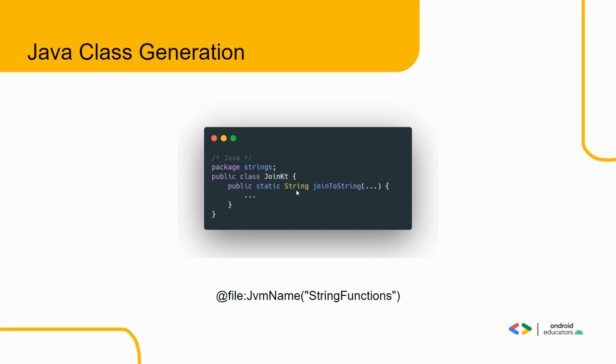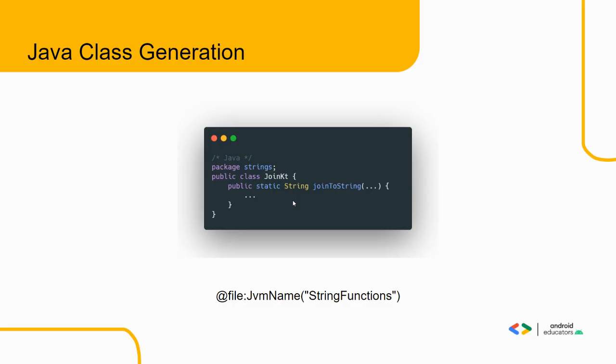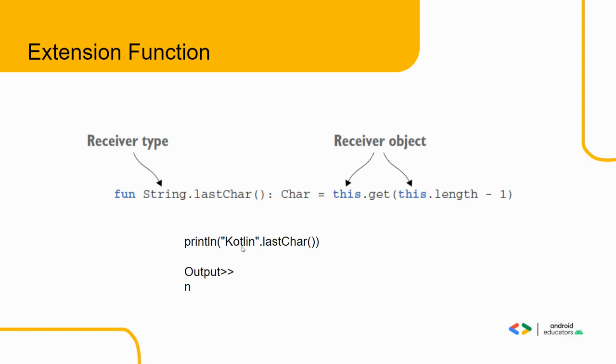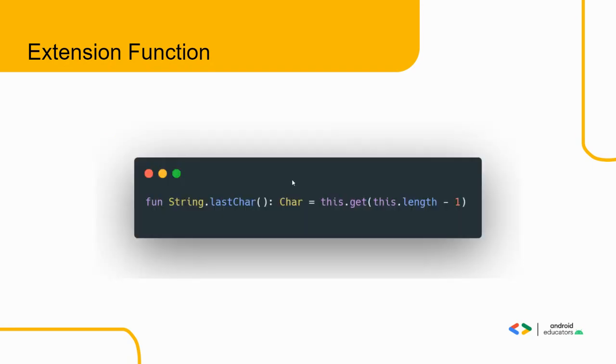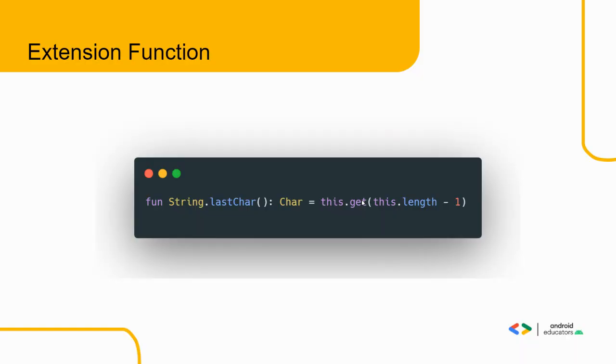The return type, whatever return type you have provided here, you have provided a character as the return type, the same character would be there. You have the name, whatever method you have, lastChar. The only difference is that you get this string object here. So this Kotlin receiver will be provided in that parameter, and this will be replaced by that string object. Since it is passed as a parameter string object, it will be calling dot get on that string object. Let me show you.